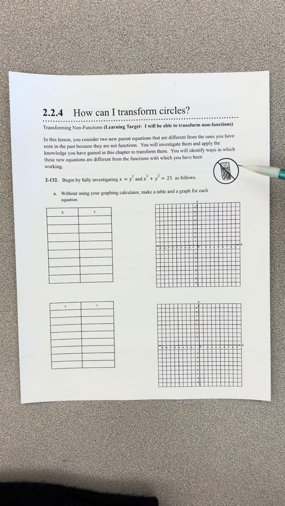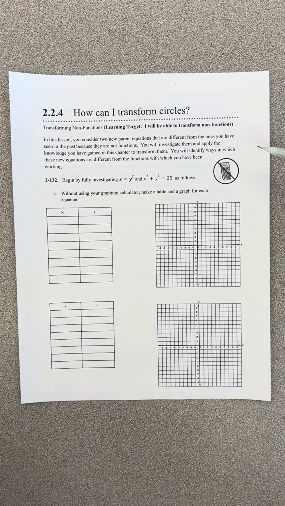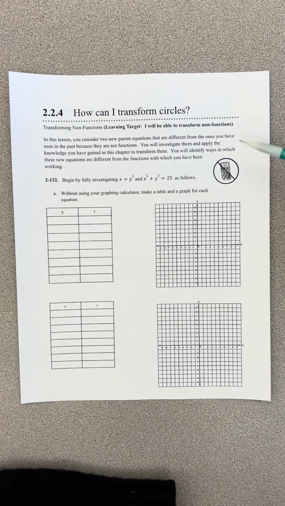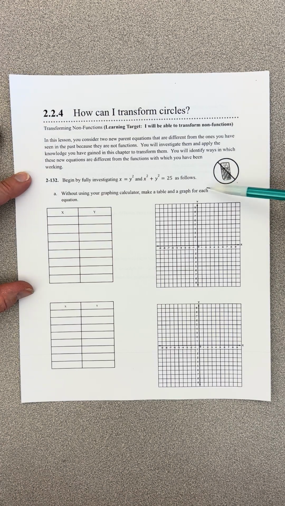Okay. So in the first question, question 132, and we won't be doing all of them, we're just doing the ones that we've decided as a team that we're going to do. We're not going to use a calculator. So begin by fully investigating x equals y squared and x squared plus y squared equals 25. Now, given what we did last week, some of you may know what that is, but we're going to end up using a table for that, okay? So without using a graphics calculator, make a table and a graph for each equation.